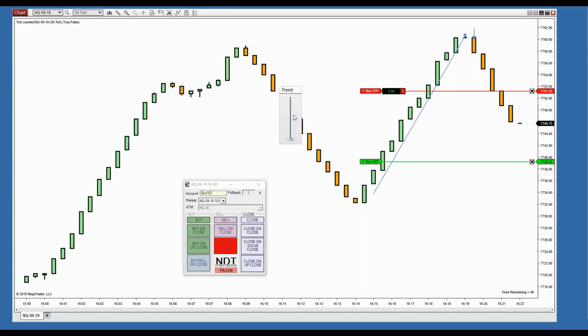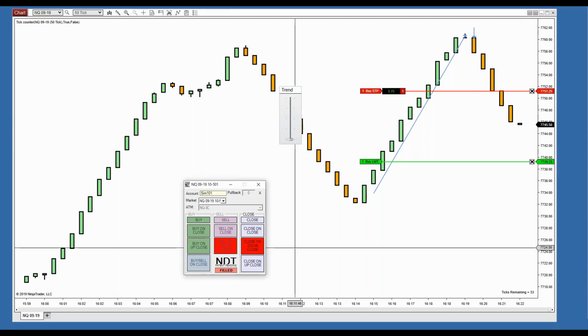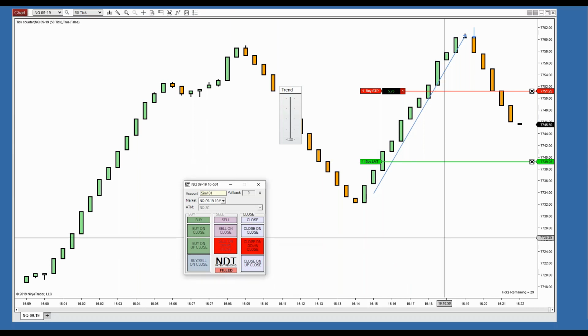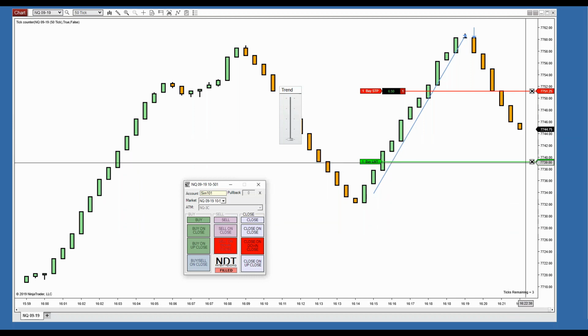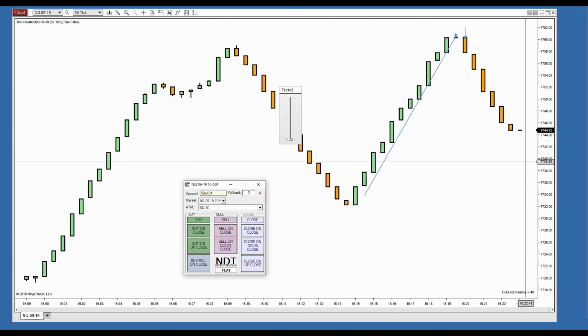Let's let it go one more candle. It's going to happen very quickly. Now remember, we're going to close on an up close because we're in a short trade. So the first time that the candle closes to the upside, we're out of the trade. In this particular case, we can set a very big target.